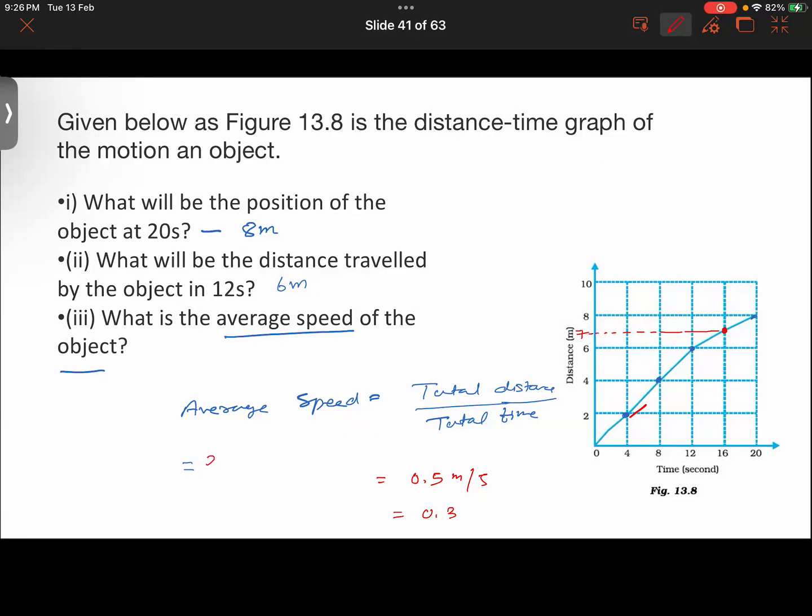Should we also count 10? No, why would we be counting 10 here? We don't need to count 10, right? No, we won't be counting 10. The graph has stopped at 8 now. It has stopped at 8. Okay, add 2 plus 4 plus 6 plus 7 plus 8. And then divide it by 4 plus 8 plus 12 plus 16 plus 20.